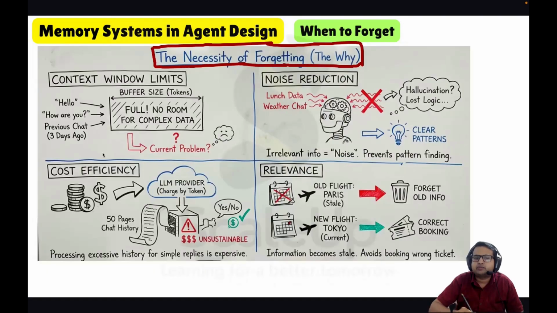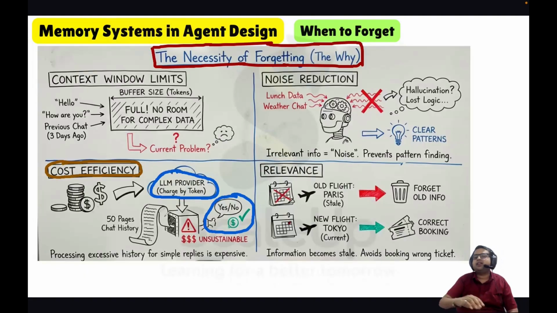Cost efficiency. Large language model providers charge by the token. The LLM providers charge by the token. Processing 50 pages of chat history for every single yes or no response is financially unsustainable. Just imagine, for a single yes or no response, if I give it a 50 page chat history, then I am just unnecessarily wasting money. Financially, it will be unsustainable. So that's why I have to forget.